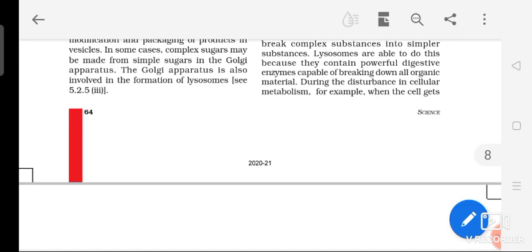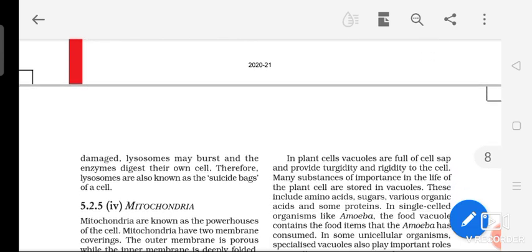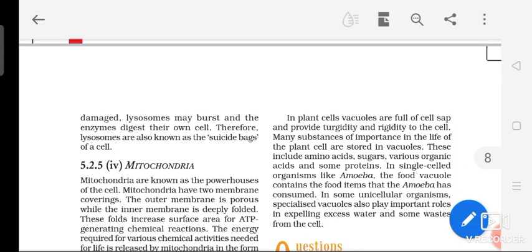Lysosomes are able to do this type of digestion because they contain very powerful digestive enzymes which are capable of breaking down all the organic materials. And if during a disturbance in the cellular metabolism the cell is damaged, lysosomes may burst and the enzymes come out from these vesicles and digest their own cells. Therefore they are known as the suicidal bags of the cell.